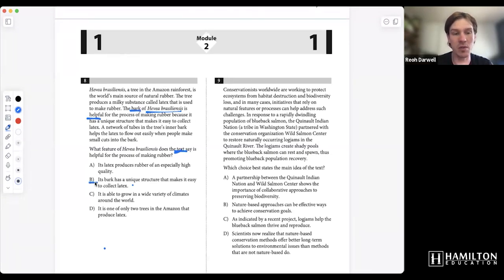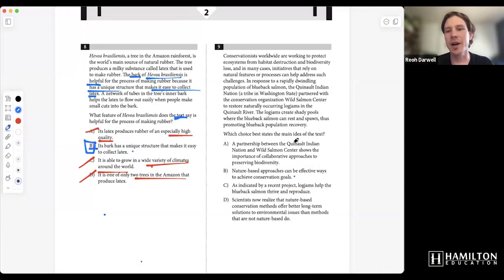So we need an answer choice that refers to the bark. The only answer choice that even refers to the bark is B. Let's just double check what is it about the bark that's helpful? Well, it has a unique structure that makes it easy to collect latex. That's exactly what B says. A, do they talk about high quality latex or rubber? No, not compared to anything else. Do they talk about the climactic variety of where it's able to grow? No. Do they talk about other trees in the Amazon that produce latex? No. So that's how we arrive at B for question 8. Watch the movie Fitzcarraldo.